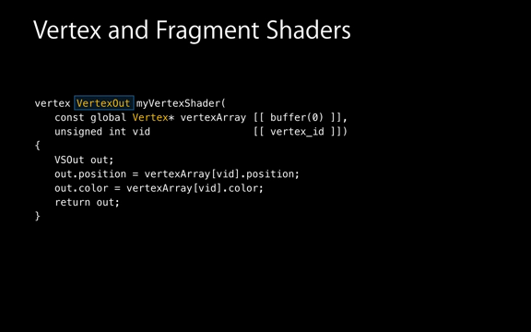So this is sort of in comparison to GLSL, where all of the inputs and outputs are specified as global scope. In the Metal shading language, all of your inputs come in via function arguments. All of your outputs are returned via the C return type.